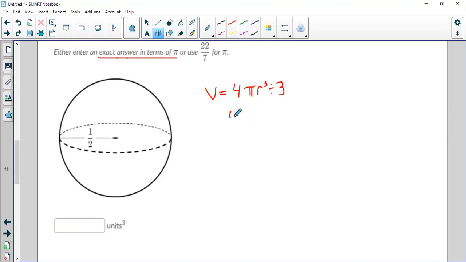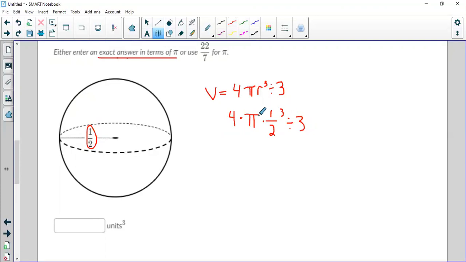So let's see. I have 4 times, I'm just going to leave this as a pi for now. 1/2 is my radius. Nobody likes 1/2, but it is what it is. 1/2 cubed, and then divided by 3.